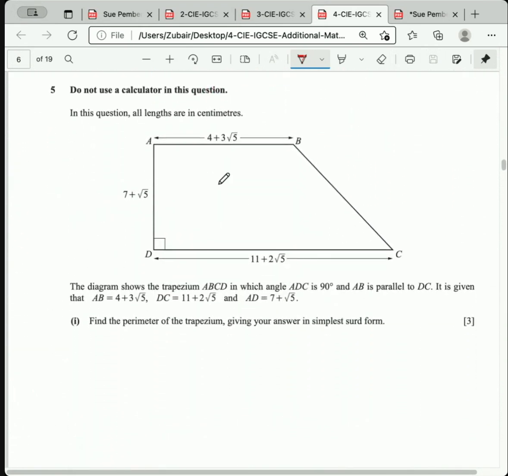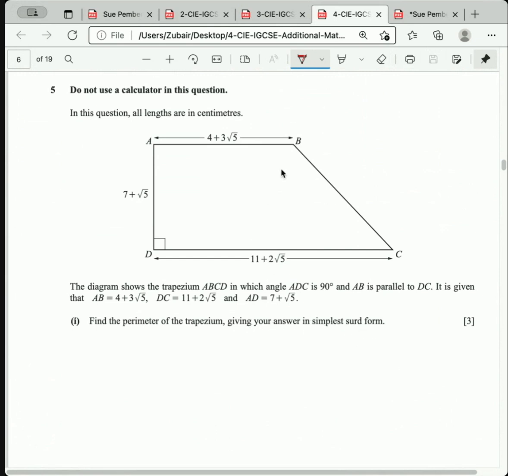Question number 5 without calculator. In this question, all lengths are in centimeters. The diagram shows the trapezium ABCD in which angle ADC is 90 degrees and AB is parallel to DC. Given that AB is this, DC is this and AD is this, find the perimeter of the trapezium, giving the answer in simplest form.